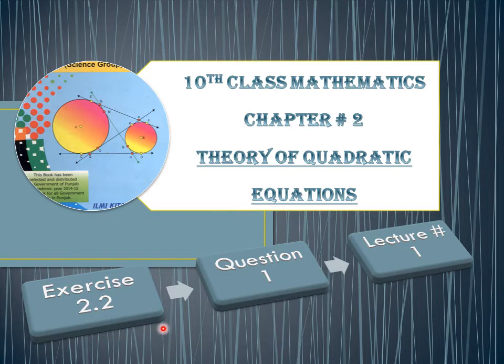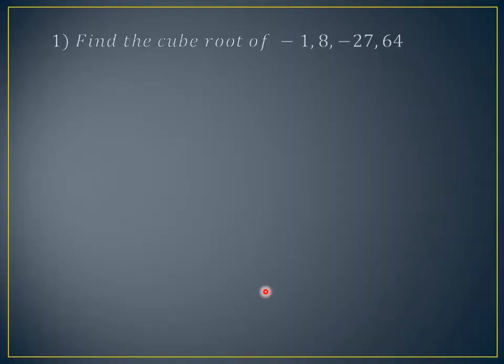In this lecture, we will start exercise 2.2. Question number 1 will be solved. Question number 1 states, find the cube root of minus 1, 8, minus 27 and 64. It means we are having 4 parts of question number 1. We have to separately find the cube roots of all these 4.